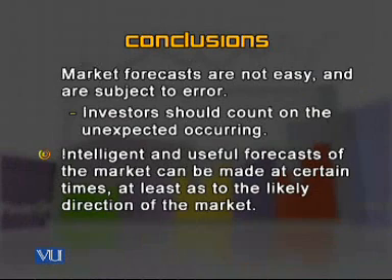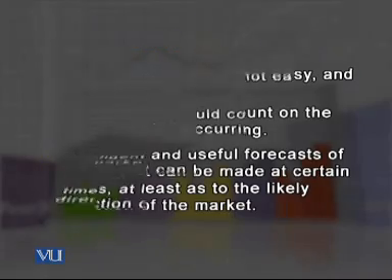Intelligent and useful forecasts of the market can be made at certain times, at least as to the likely direction of the market. We try to hit the market predictions as close as we can. If it's not the bullseye, at least we should be aiming near the bullseye to get our figures correct, so that our investments are in the right direction, in the right industries, and in the right shares.